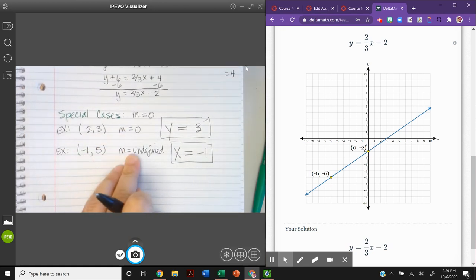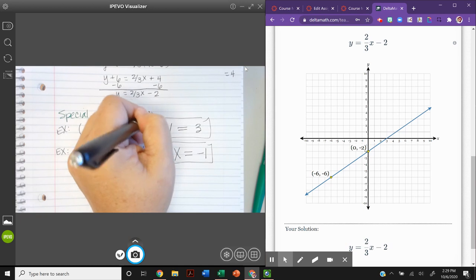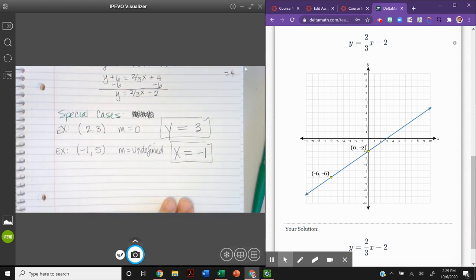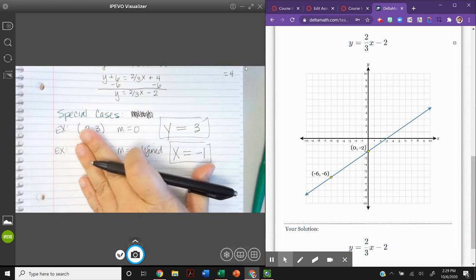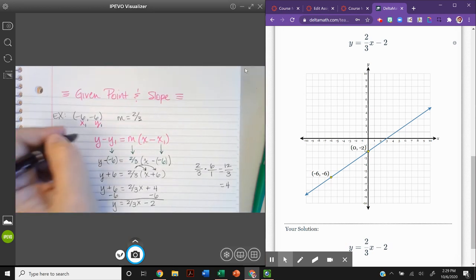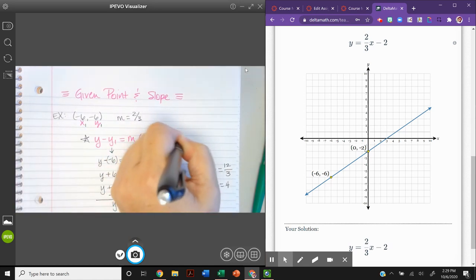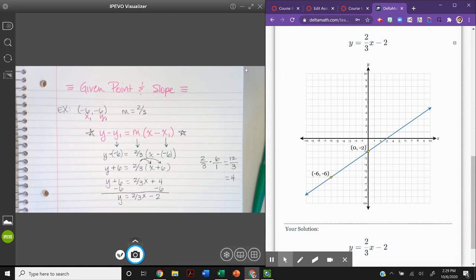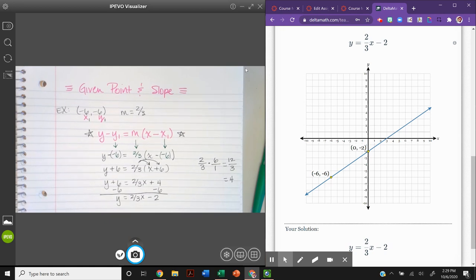So when m equals 0 and when m is undefined. And I'm going to cross this out because I didn't need to write that. If you don't have one of these cases, this is what you should be working with every single time you do the problem. I'm going to come back in one more video and I'm going to do actually two more videos. I'm going to do two more examples and you should be good to go on your assignment.